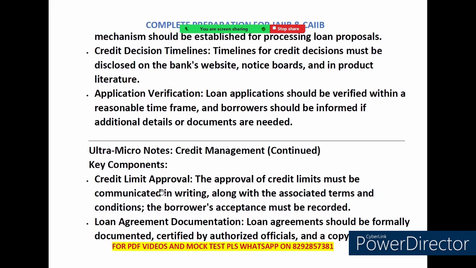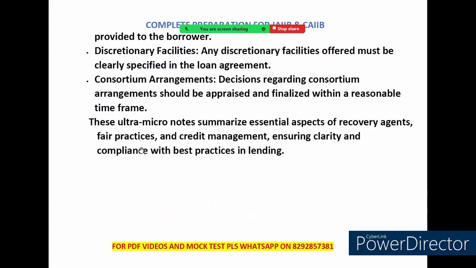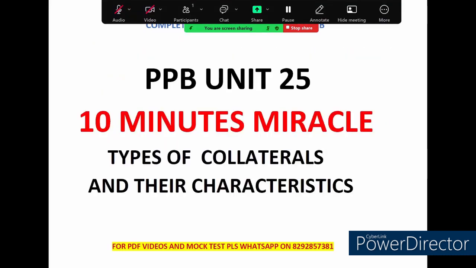Let's talk about credit management. There is something called credit limit approval. When bank limits are approved, the borrower must receive the information in writing, including the terms and conditions. Now loan agreement documentation. All loan agreements must be formally documented and certified by the authorized official, with a copy provided to the borrower. Now discretionary facility: any extra benefit or facility offered must be clearly mentioned in the loan agreement.